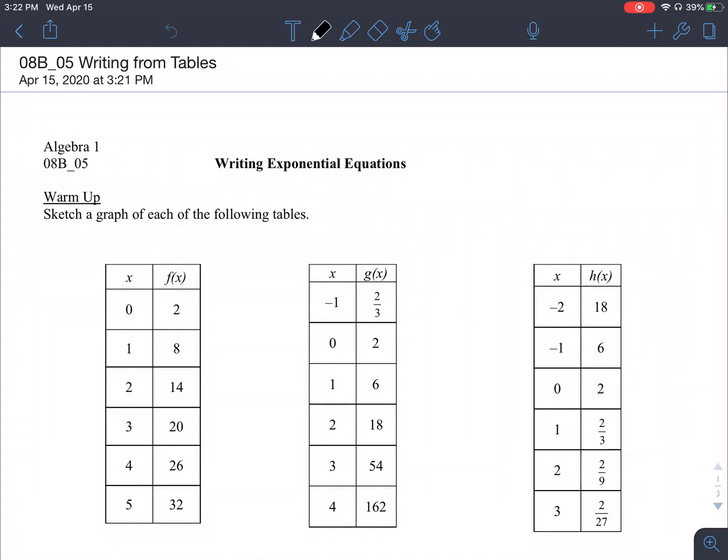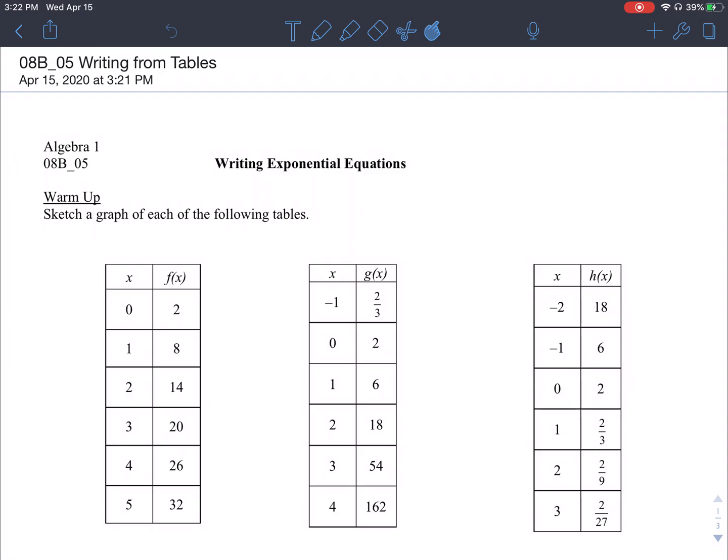Hello, Algebra 1 students. Yesterday you had your assessment on graphing, and now we're really going to go backwards and write the equation. So we gave you an equation, you created a graph, and now we're going to give you a graph or a table, and you create the equation.